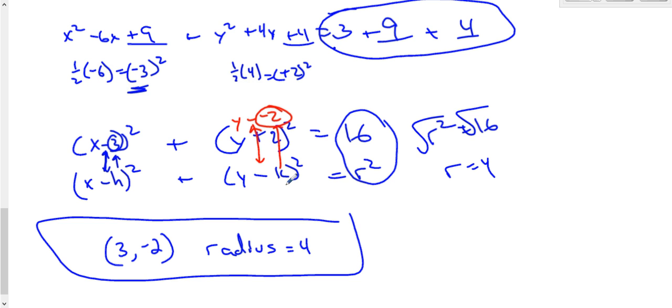Okay, so I had the equation written out, which is now all messed up here, but I had (x minus 3) squared plus (y plus 2) squared equals 16, and then I was able to find the center and the radius. So I will end this video and do the last page on a separate video.